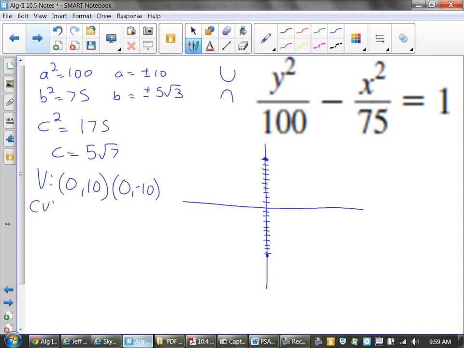That co-vertex: 5 root 3, 0, and negative 5 root 3, 0. The square root of 75 was more than 64 but less than 81, so about 8.6? Sure.